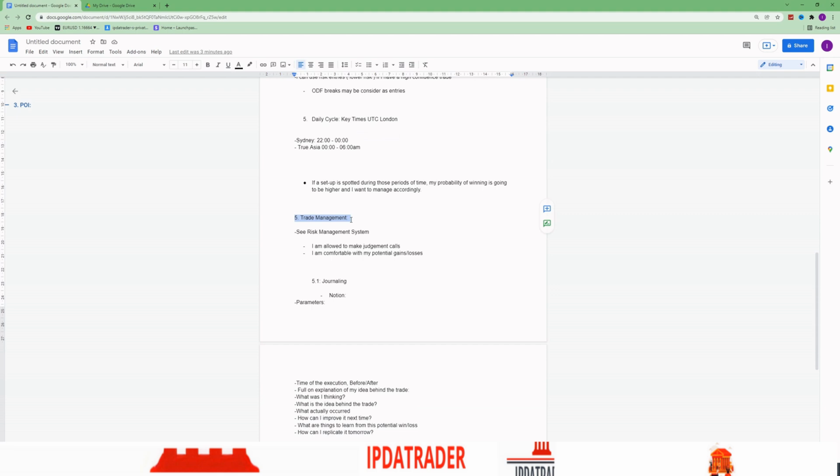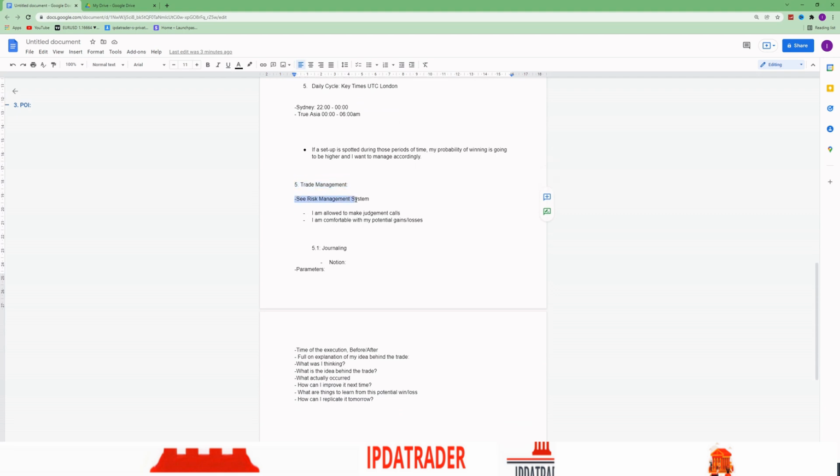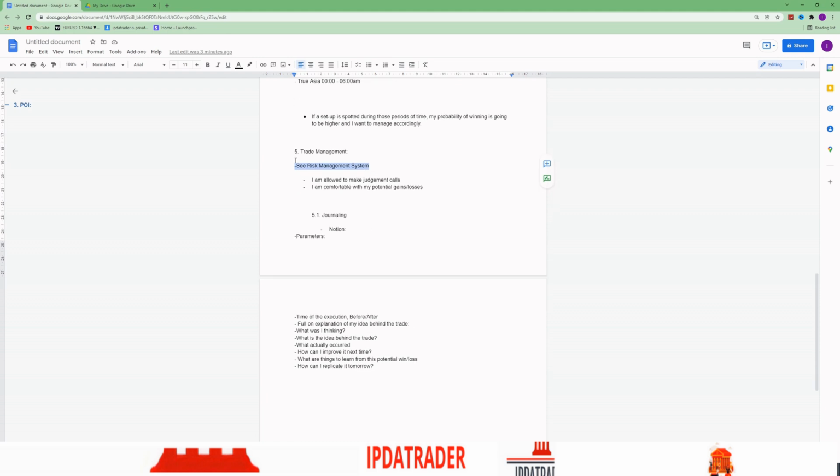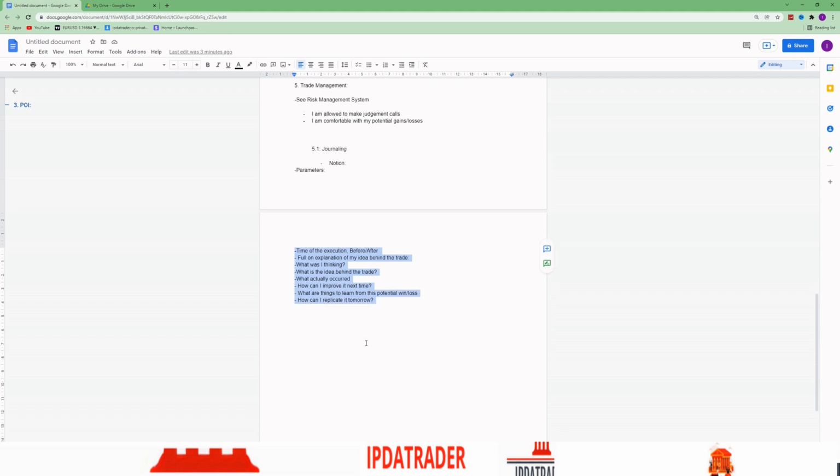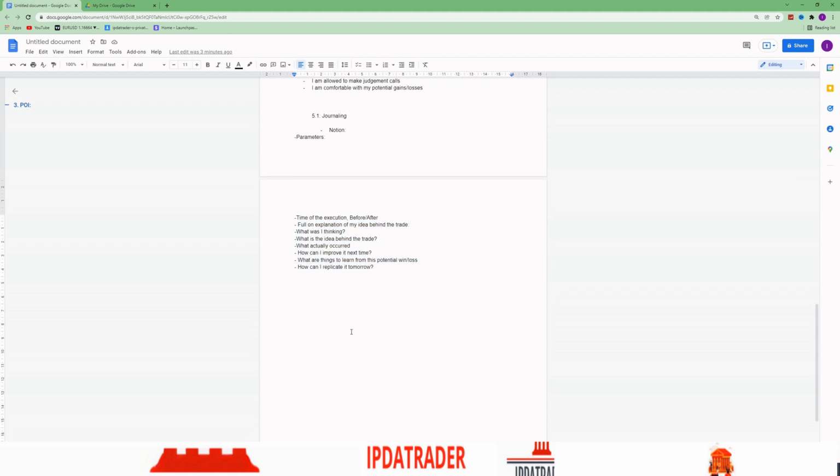The trade management aspect of it, meaning see your risk management system, because you should have one already. I'm allowed to make judgment calls. I'm comfortable with my potential gains and losses. How I'm going to be journaling my trades. What are things that I need to be asking myself as I try and journal my trade, and all of that. Okay, and at the end over here, you need to sign it.